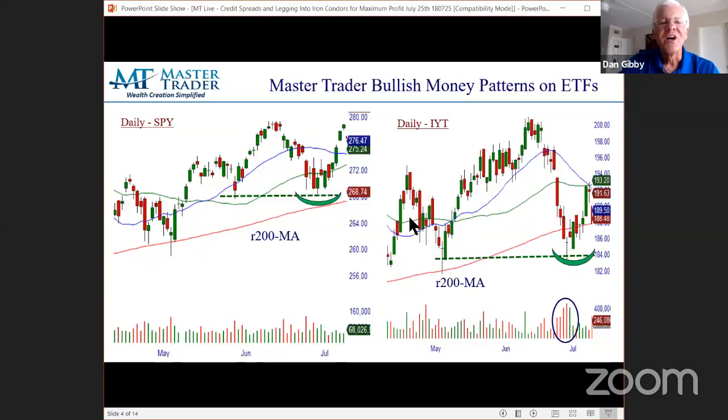Okay. We don't care about the names. These are just two recent trades of ours among hundreds. Spiders, and we love selling credit spreads around ETFs because they're less gappy, of course. On the left, spiders in July, just earlier this month, we had a big sell-off.